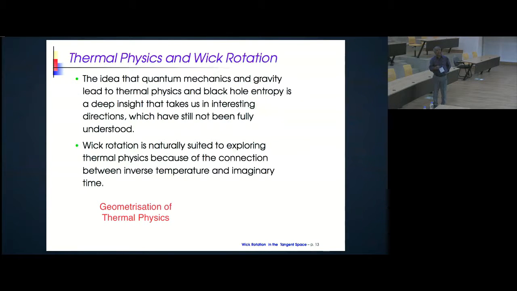So the idea that quantum mechanics and gravity lead to thermal physics and black hole entropy is a deep insight of Hawking that's generally widely acknowledged. And it's an insight that takes us in interesting directions, which have still not been fully understood. Wick rotation is naturally suited to exploring thermal physics because of the connection between inverse temperature and imaginary time. In fact, it's part of a program which has been going on for a long time of the geometrization of physics. We have geometrized mechanics, gravity, electromagnetism, Yang-Mills theories. But this tells you that perhaps you can also geometrize thermal physics and entropy.